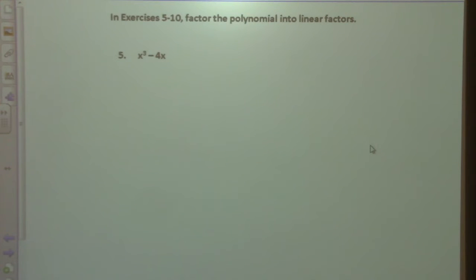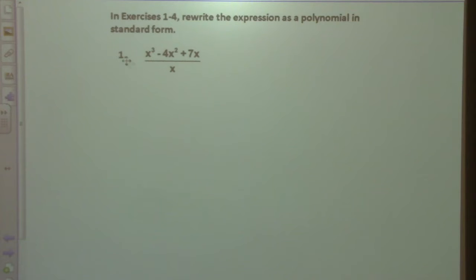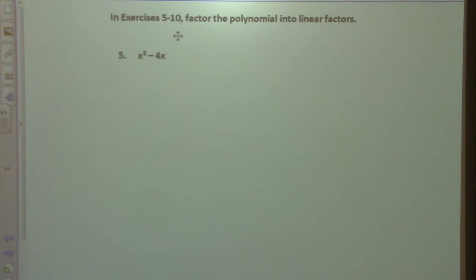Yesterday we worked through in this quick review exercise set problems 1 through 4, which had to do with polynomial division. And now the next part of the set is 5 through 10, factor the polynomial into linear factors. And when we say linear factor, what is the meaning of a linear factor?